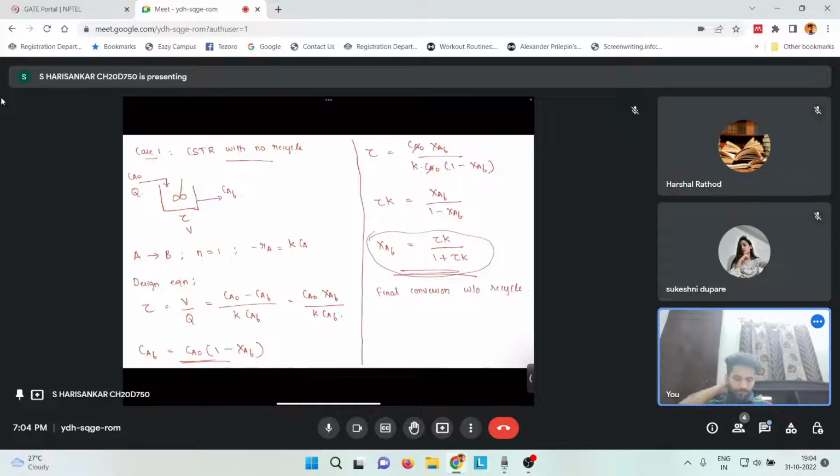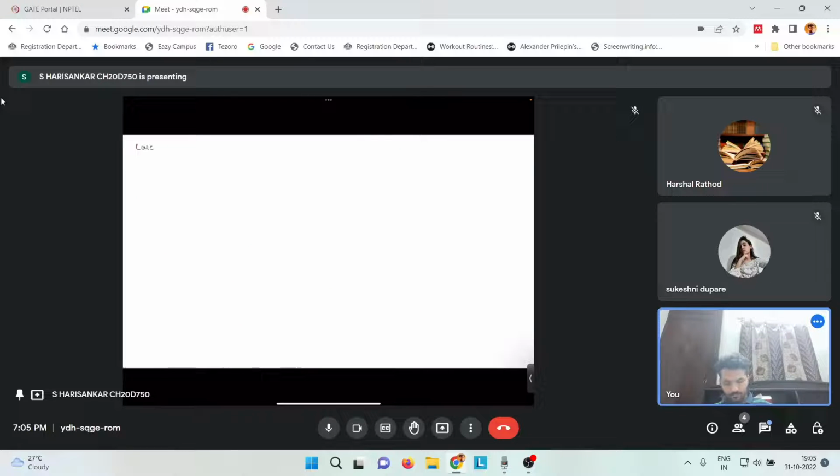Now let us take the next case, case 2, a CSTR with recycle. So we'll draw a simple schematic here. We have a CSTR like this. This is our inlet concentration CA0. This is our outlet CAF, and let this be our recycle stream.